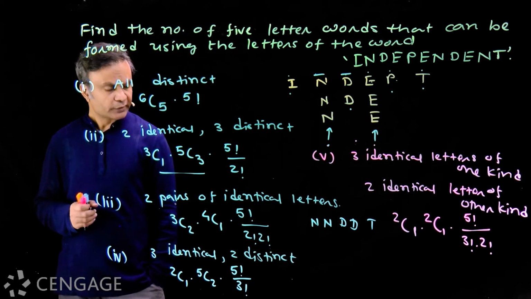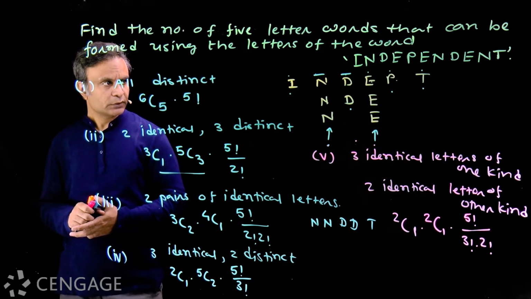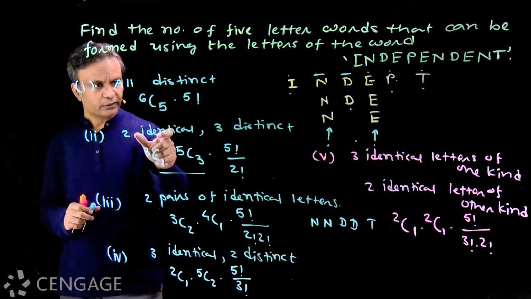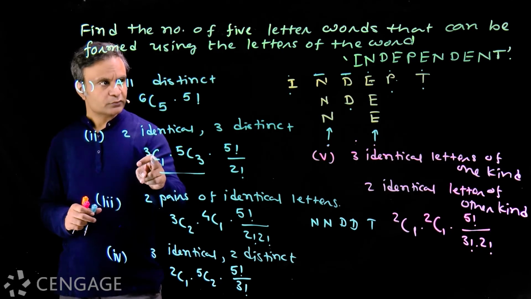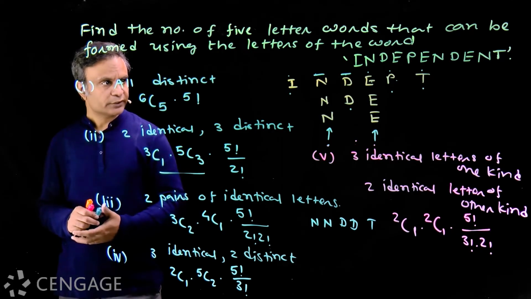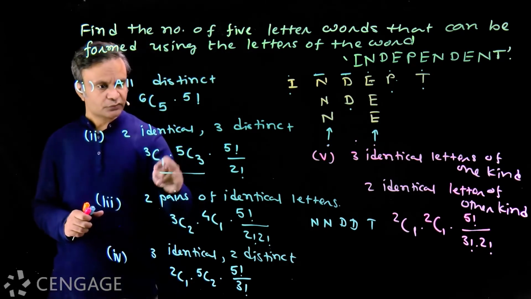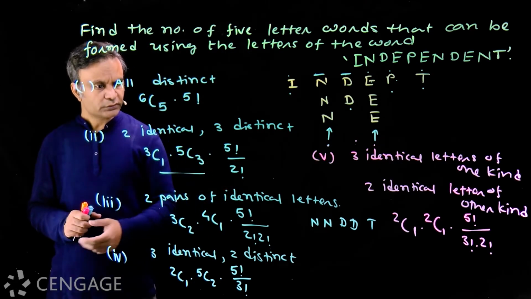Okay, let us check once. All distinct letters: 6C5 multiplied by 5 factorial. 2 identical and 3 distinct: for 2 identical, number of ways of selection is 3C1, and for 3 distinct, number of ways of selection is 5C3. Arrangement ways is 5 factorial over 2 factorial.